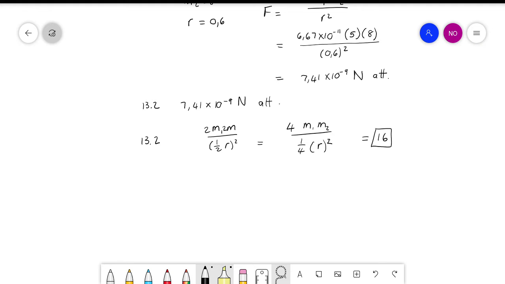Okay, so for this one the answer will just be 16 times 7,41 times 10 to the power of negative 9, which is equal to 1,19 times 10 to the power of negative 7 Newton, and it's still an attracting force. Okay. En ek het ook vir julle nommer 14 gegee.